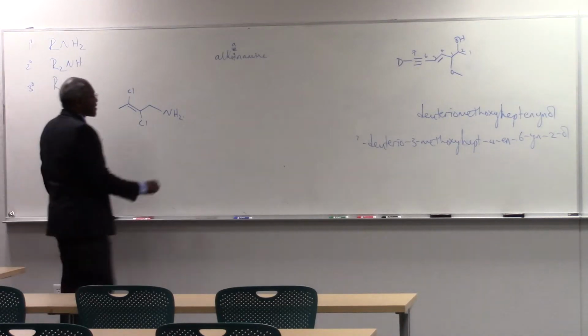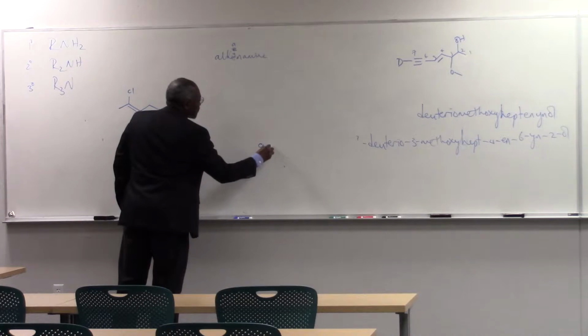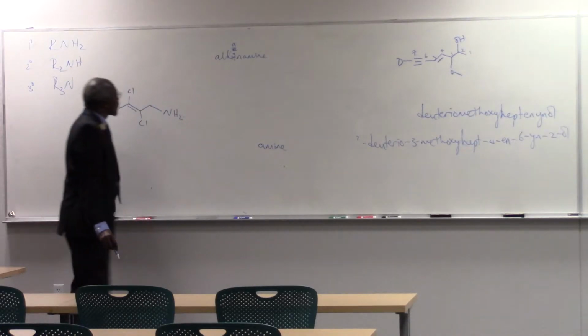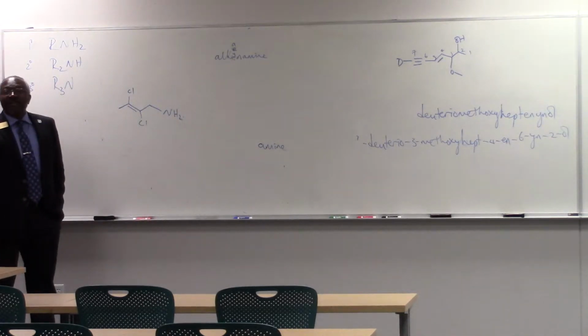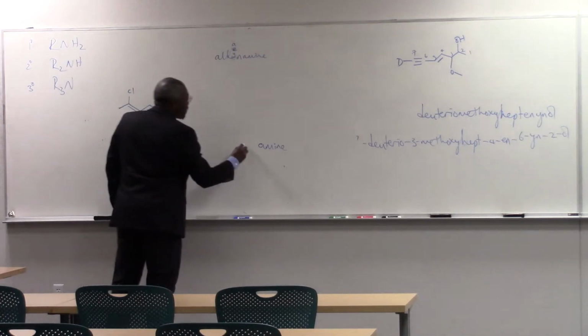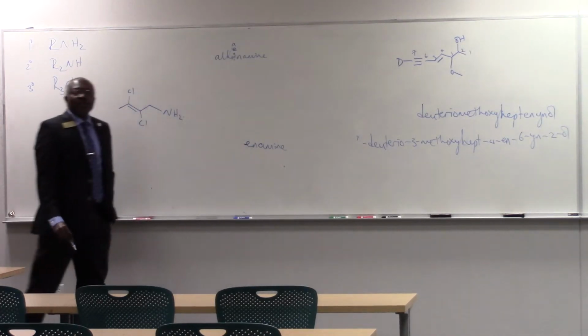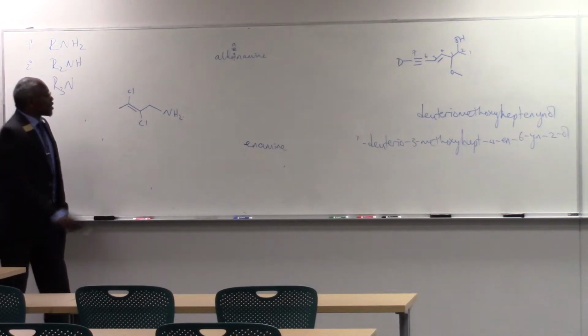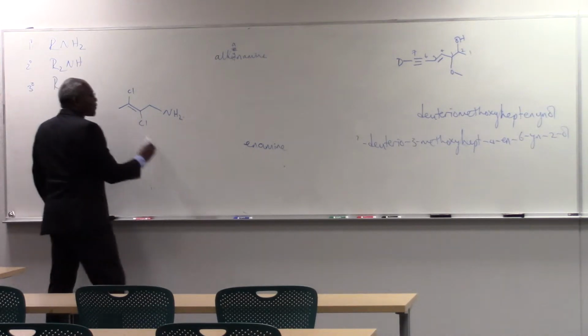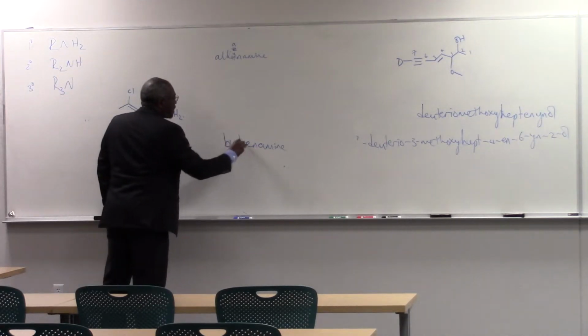So that is an amine. So I'm going to write amine. I'm going to characterize the backbone. It's got a double bond in it, so it's an enamine. How long is my carbon-carbon chain? It's got 1, 2, 3, 4 carbons, so it is a butenamine.